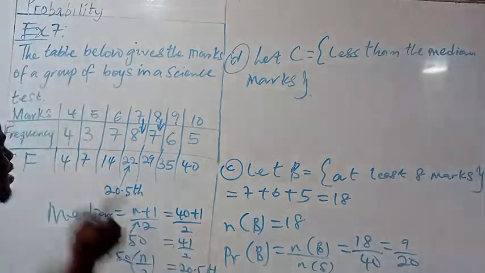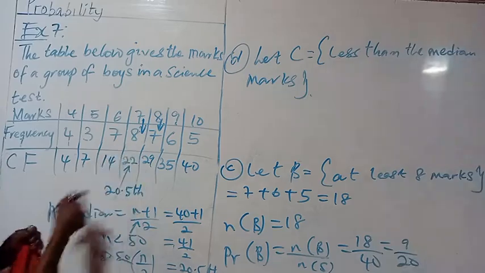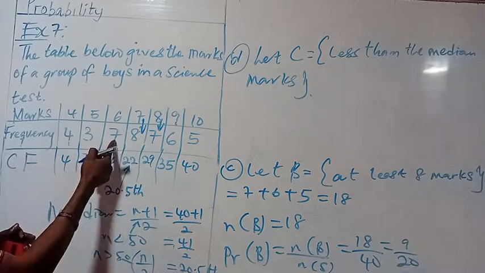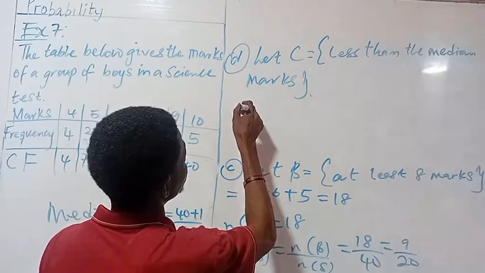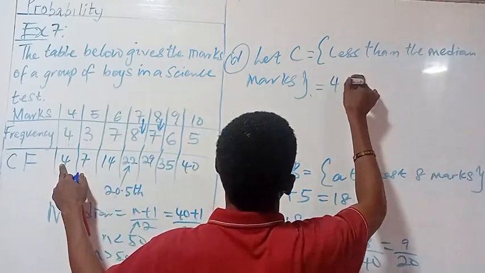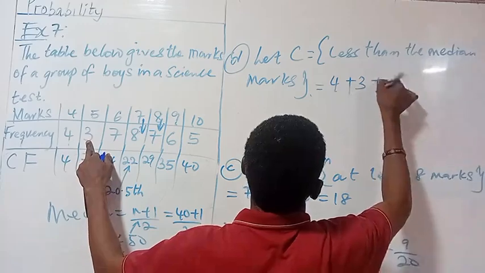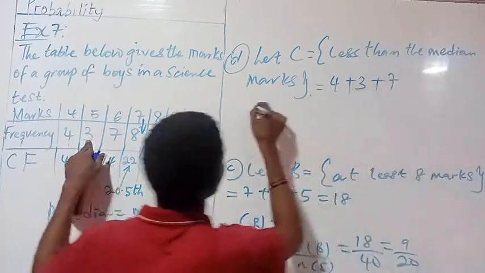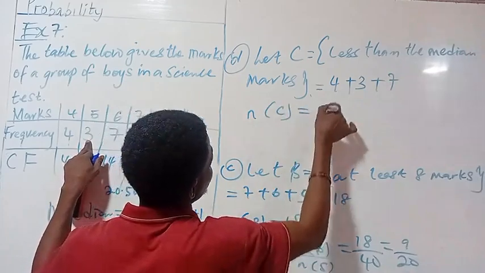And the question says less than what? Less than the median mass. And this is the median mass. Just count this one up, down. 1, 2, 3. That is 4. Less than the median mass is going to be 4 plus 3, then plus 7, which will give you N of C equals 14.